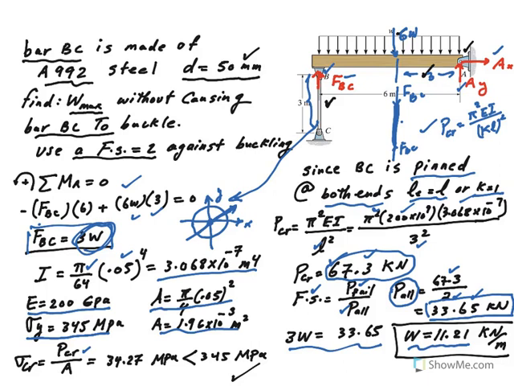Based on a factor of safety of 2, that's the maximum distributed load that we can apply to this beam. Then just to check against yield, our critical stress is the critical load divided by area. If you take this load, 67.3, and divide it by the area given here, it comes out to be only a little bit more than 34 megapascals, which is way below the yield.